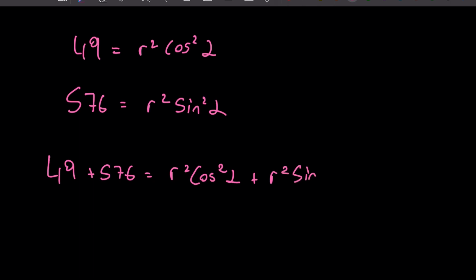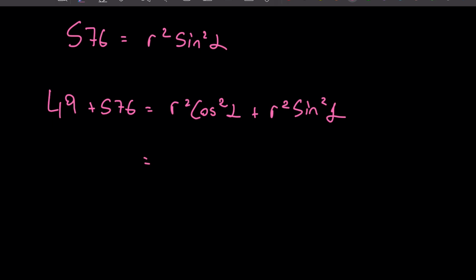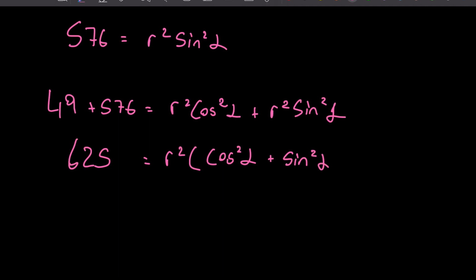And we can factor out the r squared on the right hand side, but before that we'll add 49 plus 576, which gives us 625, is equal to r squared, and we just factored it out, cos squared alpha plus sine squared alpha. So this chapter really does a lot about polynomials, factoring, and stuff. So if you're not strong on those as foundation, I'd recommend brushing up on that, and it will help you a lot in these kind of questions.